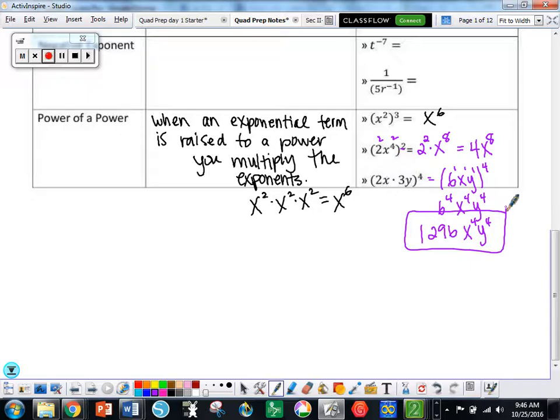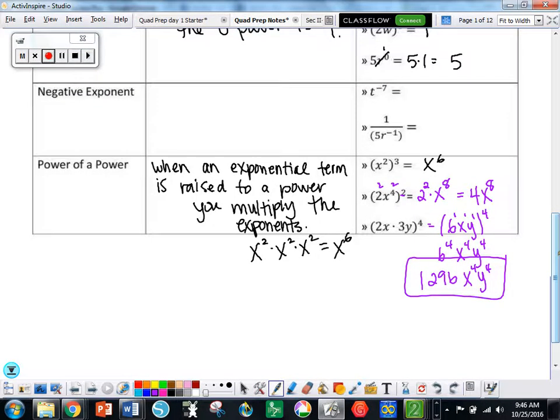And let's jump back up to the one we haven't done yet. The negative power property, the negative exponent. This is not a very technical math term.